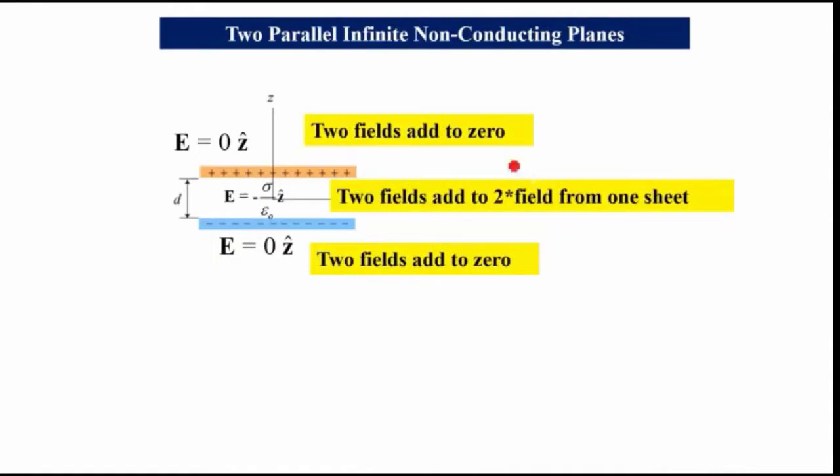This summarizes then: the two fields up here add to 0, two fields here add to 2 times the field from one of the sheets. It's in the minus z direction simply because it's plus here and minus here. And then finally down here the two fields add to 0. That's the way to look at these charge sheets that have opposite signs.